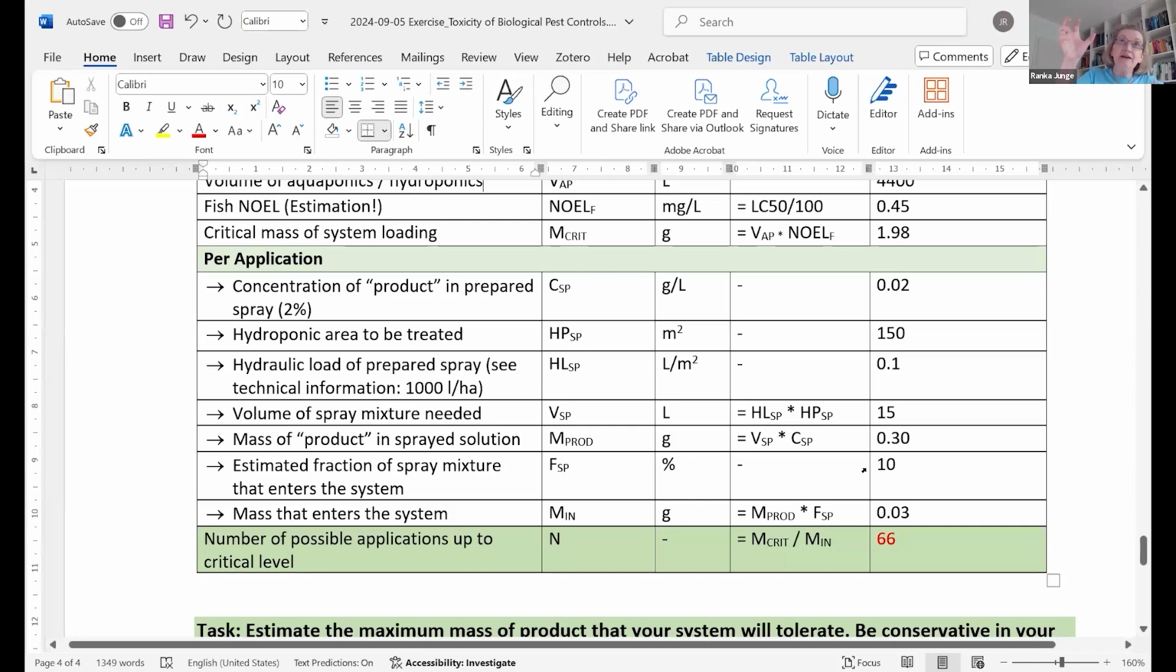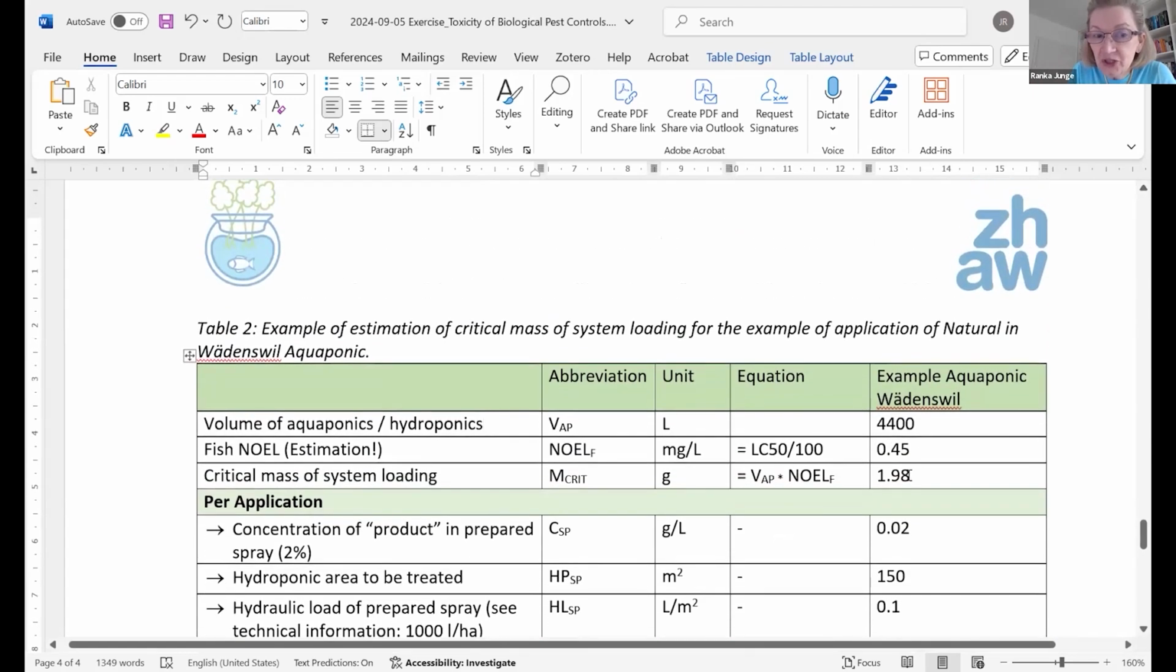You would say, I am very, very cautious. I spray only the top leaves. I put in protective measures, some protective foil, so that the product does not enter the water. And then I say, well, maybe just 10% of the spray mixture will enter the system, I estimate. This means that you can apply this product 66 times on your hydroponic system until you reach this critical mass of system loading.